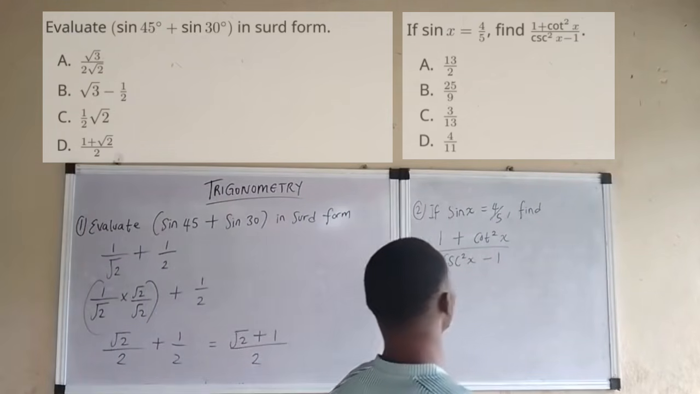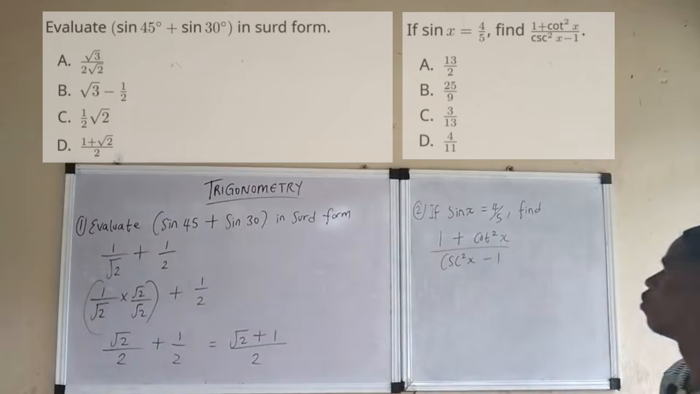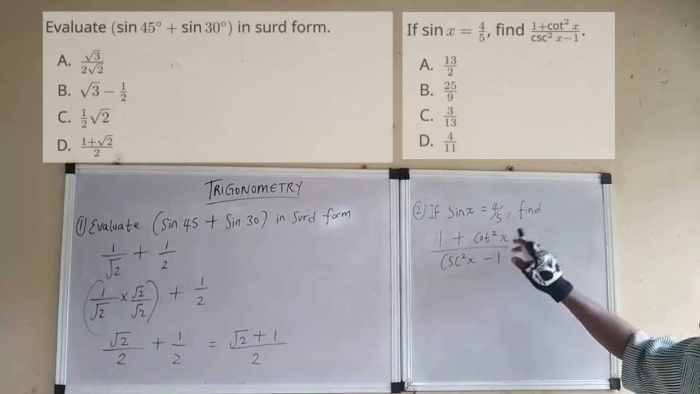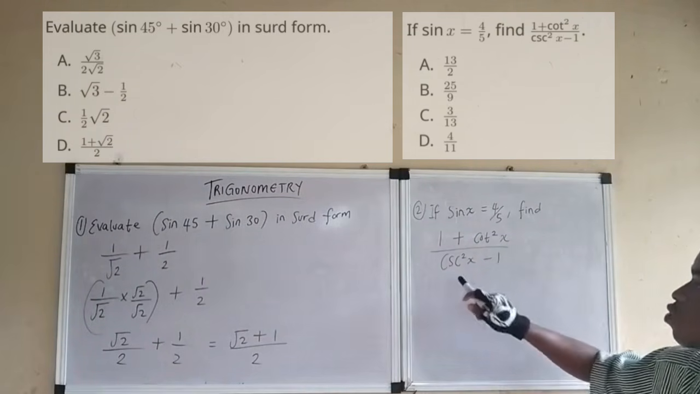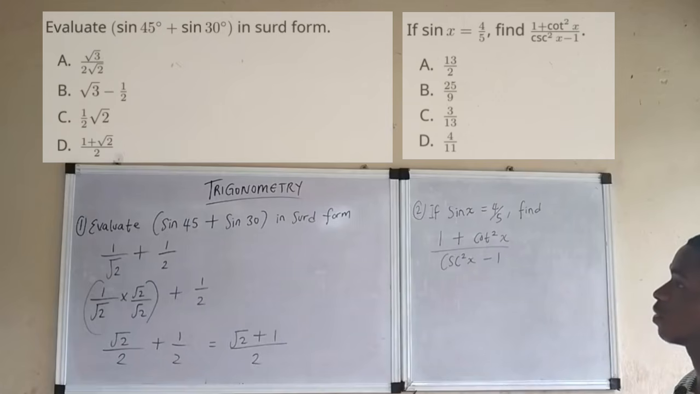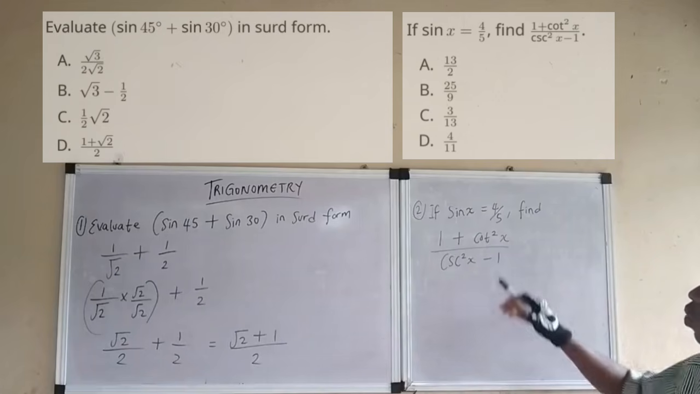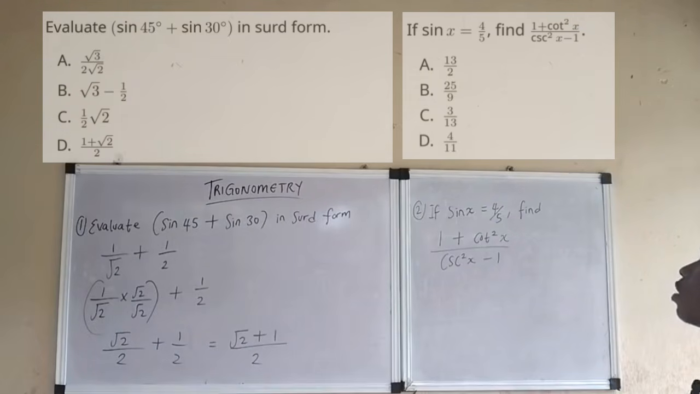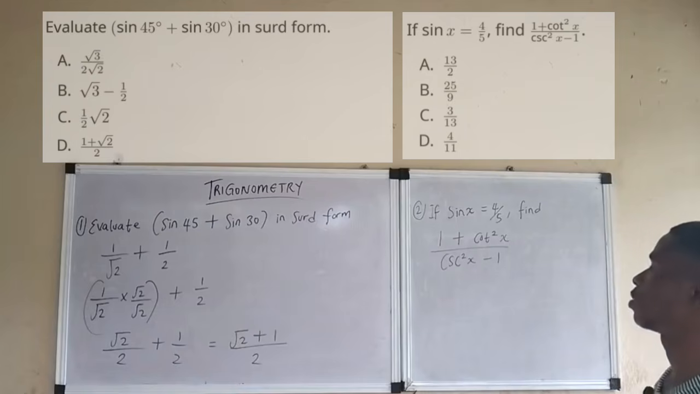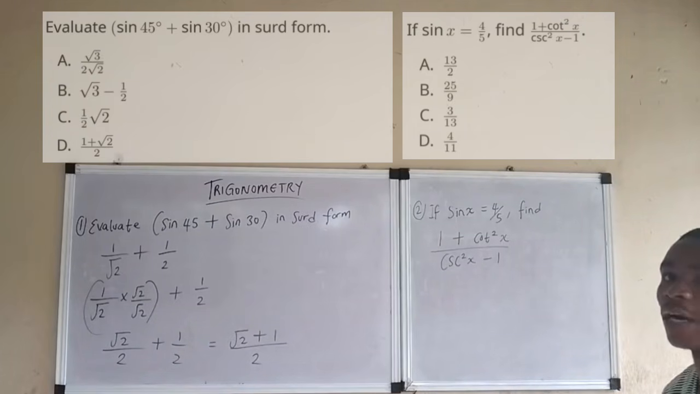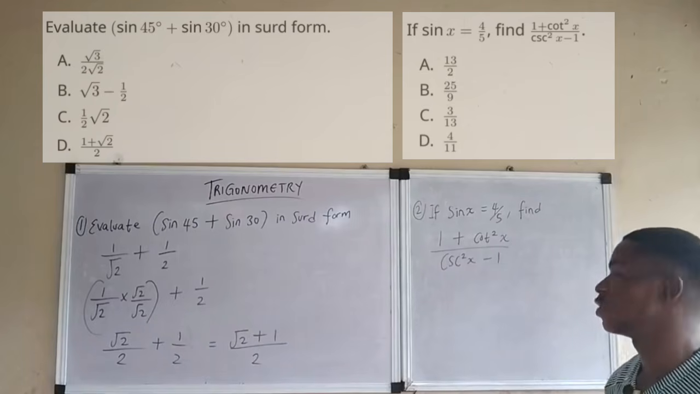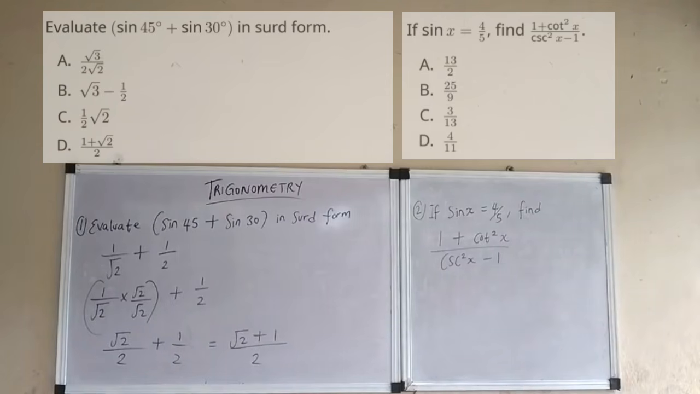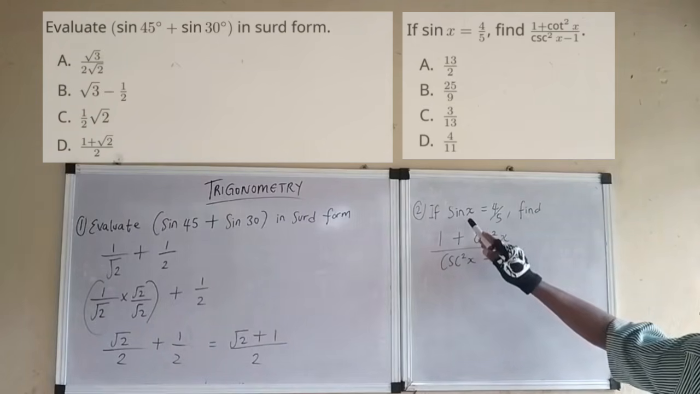Now the question says, if sine x equals 4 over 5, we are asked to find 1 plus cot square x over cosec square x minus 1. So what does cot square x mean? Cot square x means 1 over tan square x. That is what it means. Then cosec square x means 1 over sine square x. Do you understand? So with that being said, we need to find cos x.